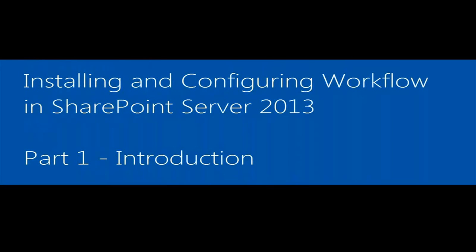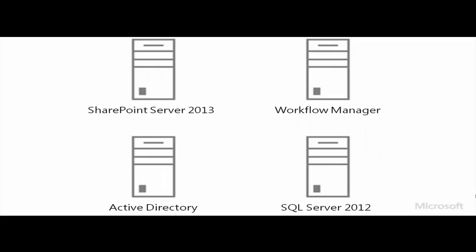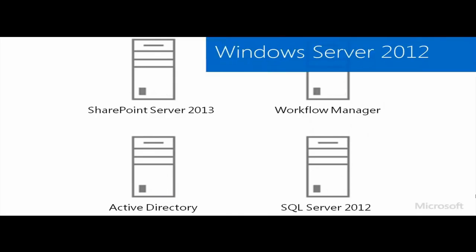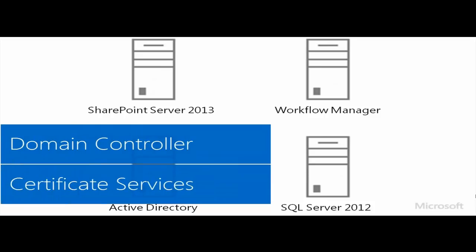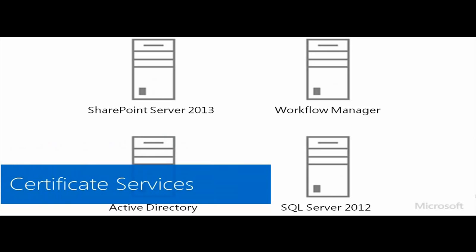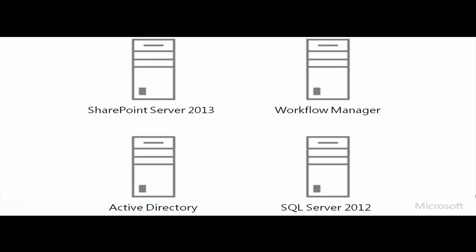through installing and configuring workflow in SharePoint Server 2013. In this scenario, we will use 4 servers, one for SharePoint, one for Workflow Manager, one for Active Directory, and one for SQL Server. Each server will use Windows Server 2012, and also Active Directory will act as the domain controller and will also have the Certificate Services role installed to act as the certificate authority for the Contoso domain.